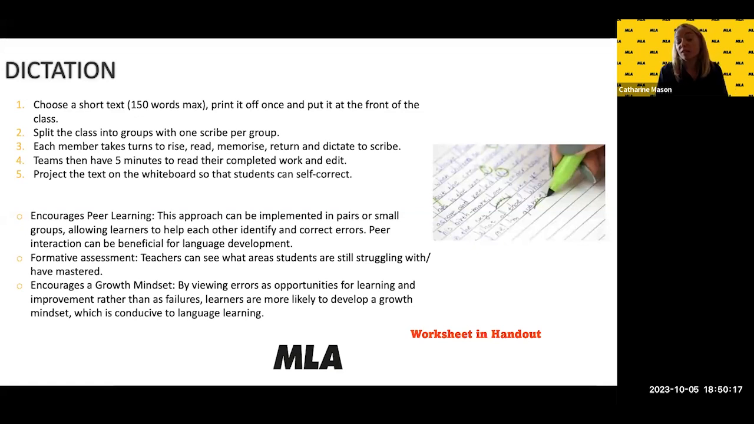I guess you could change the scribe every time a team member comes to the front to read and memorize the text. You could change the scribe so that all members of the team get an opportunity to read the text. But I just think it goes much more smoothly if you keep the same scribe for this exercise. Yes, for time, the limitations on time as well.